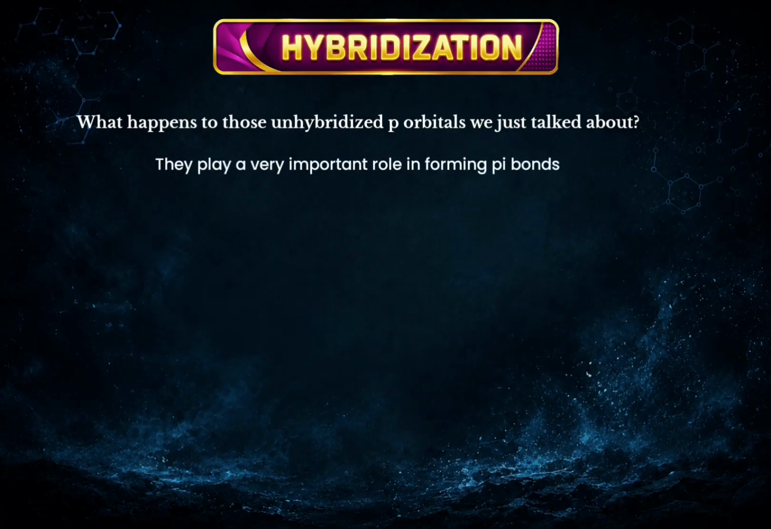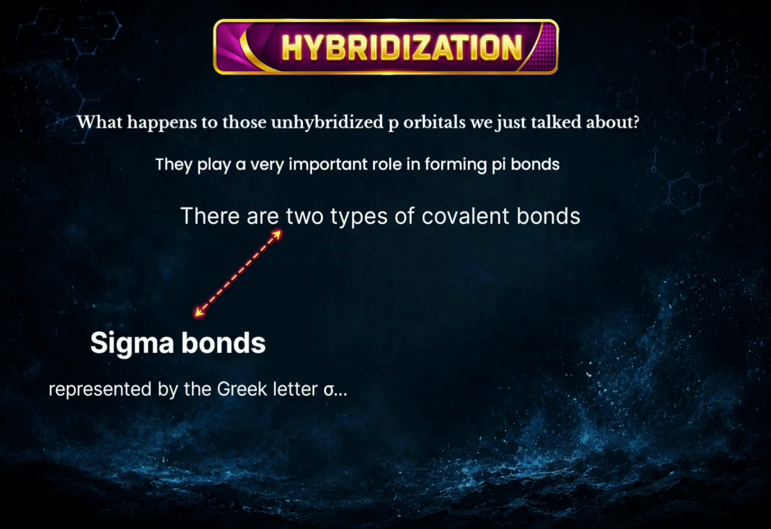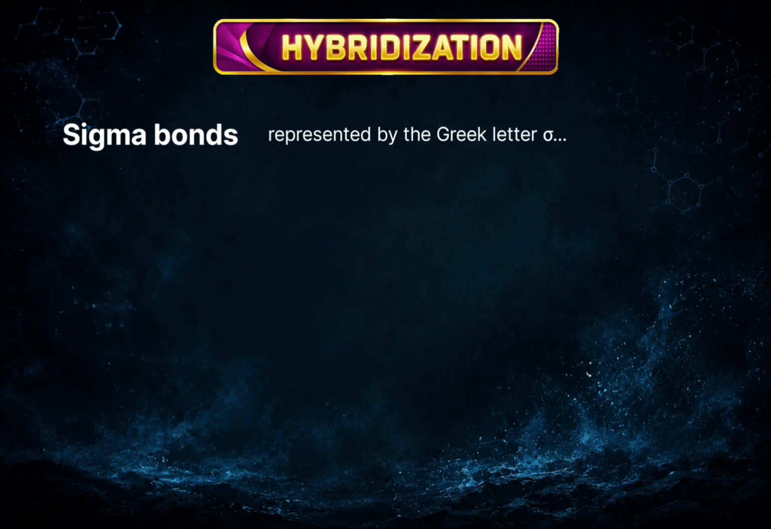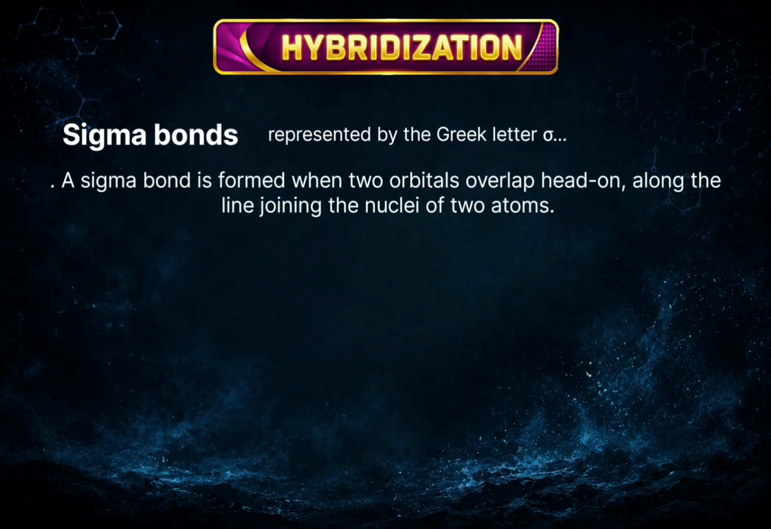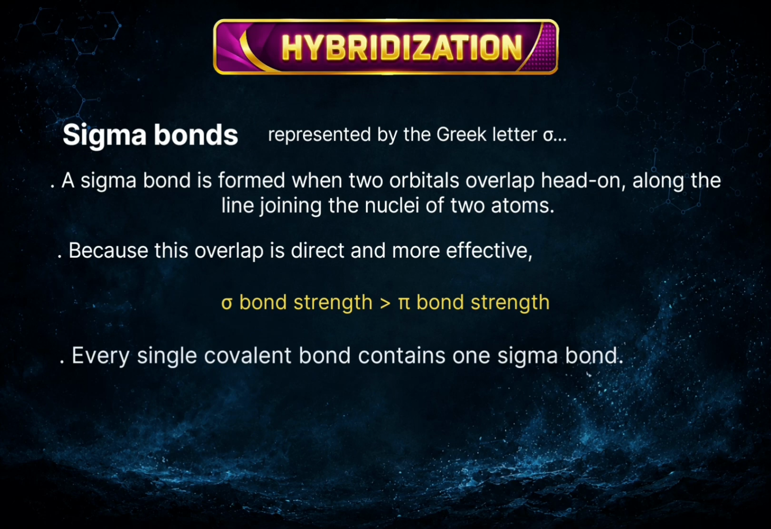To understand this, we first need to know that there are two types of covalent bonds. Sigma bonds, represented by the Greek letter sigma, and pi bonds, represented by the Greek letter pi. Let's start with sigma bonds. A sigma bond is formed when two orbitals overlap head-on, along the line joining the nuclei of two atoms. Because this overlap is direct and more effective, sigma bonds are generally stronger than pi bonds. In fact, every single covalent bond contains one sigma bond. That means a single bond consists of one sigma bond.